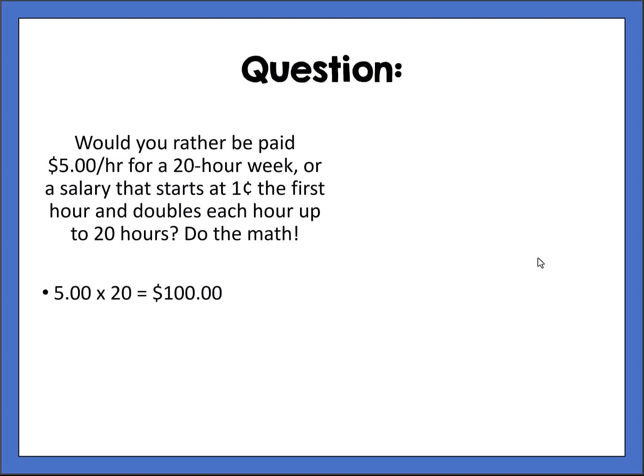$5 an hour for 20 hours is 5 times 20, $100. If you do 1 cent doubling every hour, you will end up after 20 hours with $10,485. So just a small difference there.